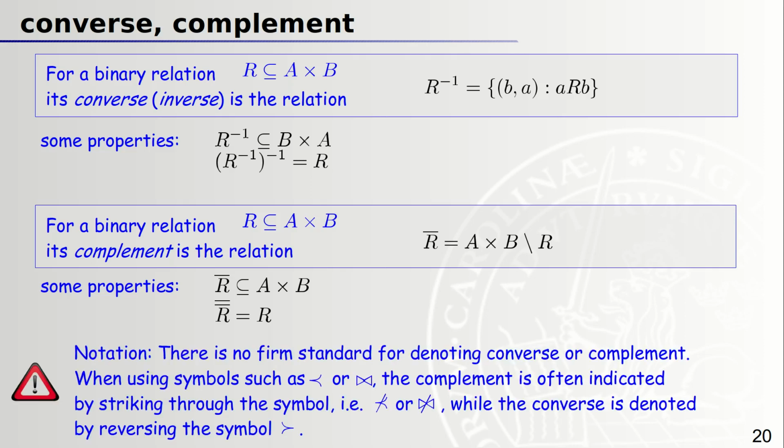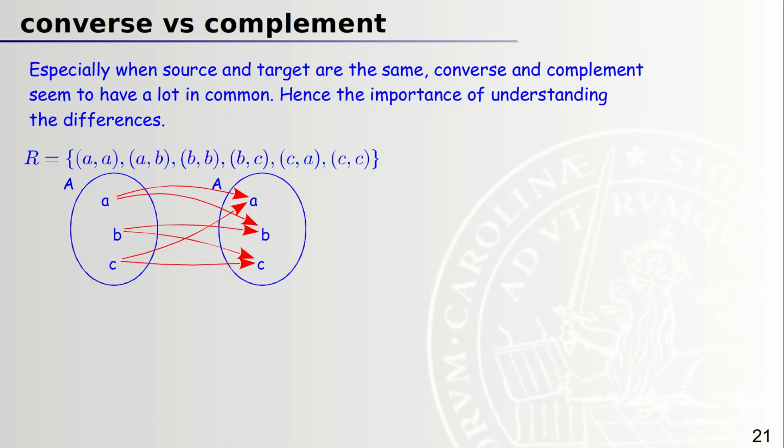A word of warning regarding notation. There is no firm standard for denoting converse or complement. When using symbols, the complement is often indicated by striking through the symbol, while the converse is often denoted by reversing it. Converse and complement are occasionally confused, in particular when the source and the target are the same set.